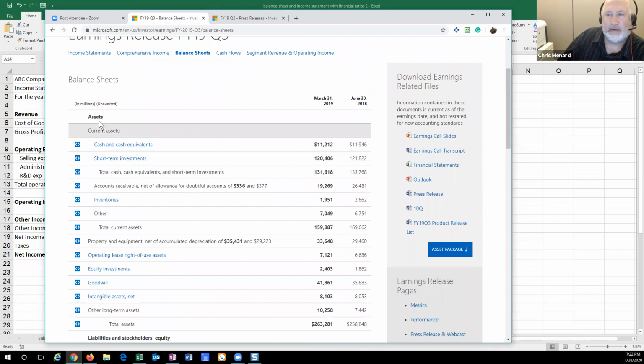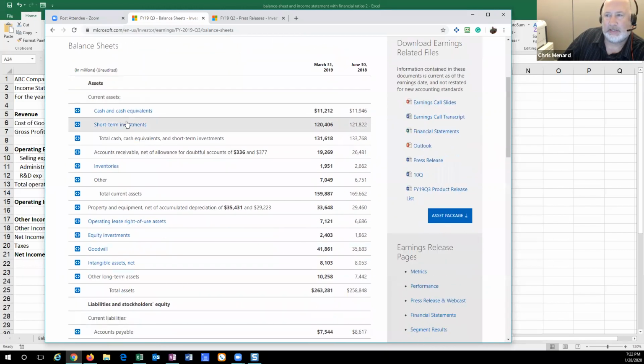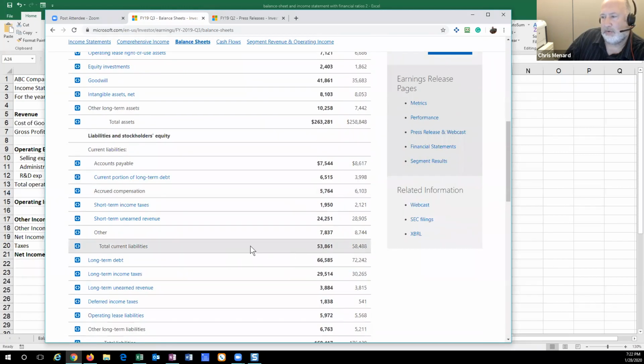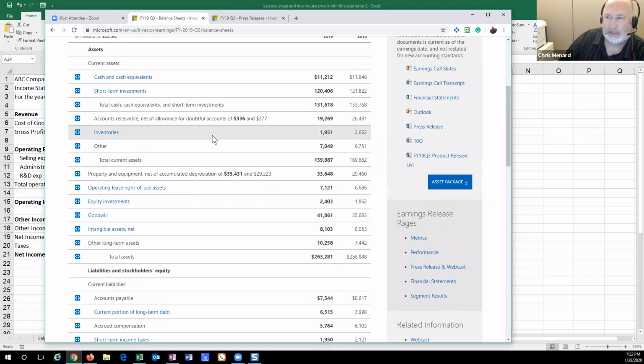So again, assets, they broke out current assets, cash, short-term investments, accounts receivable. I'm just showing you a few things here. There's their total current right there, 159. I'm not going to say that whole number. So if I took their current assets and divided by their current liabilities, which is right here where I'm slowly moving the mouse, 53,000, they're sitting pretty with the current ratio. They're also sitting nicely with the quick ratio because they don't have much inventory anyway.